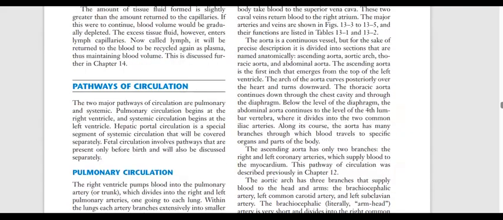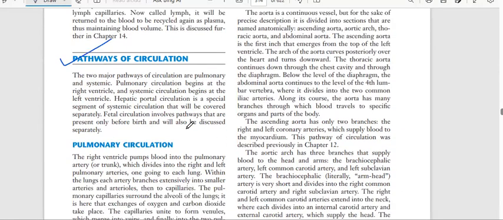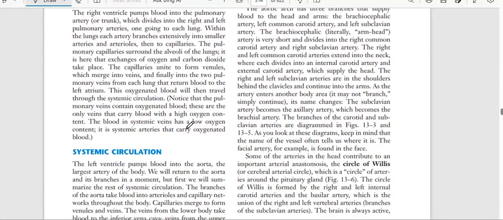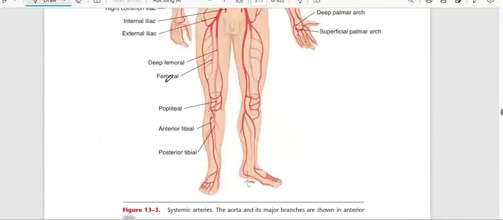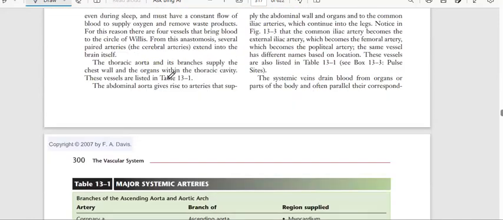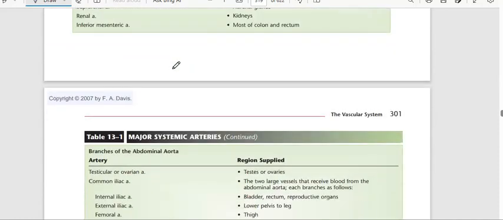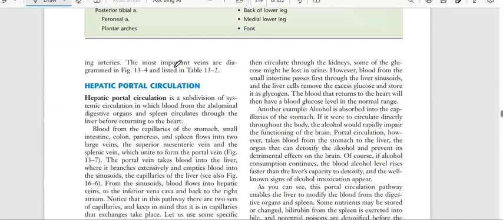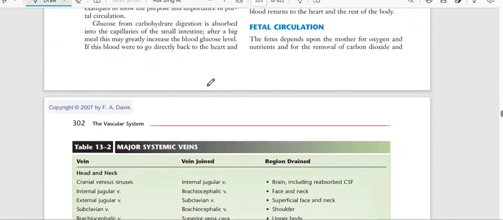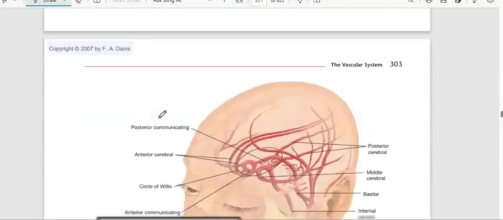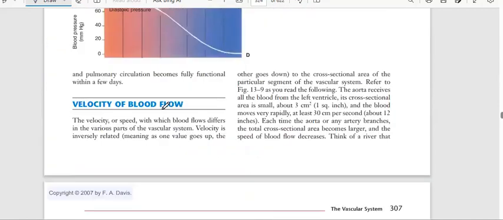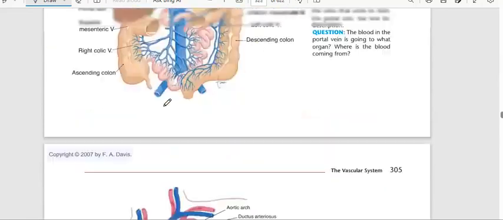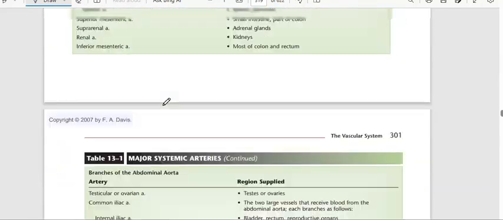Today we will discuss paths of circulation. So what are the different paths in our body? What are the different paths of circulation? One is pulmonary circulation, and another one is systemic circulation. In the systemic circulation we have the whole body circulation, and we have hepatic portal circulation and fetal circulation. So we will discuss all those 3 to 4 types of circulation.